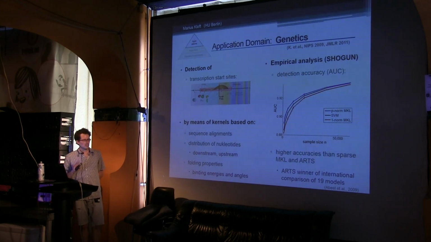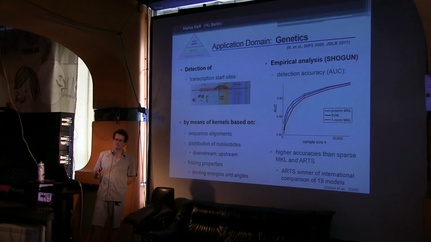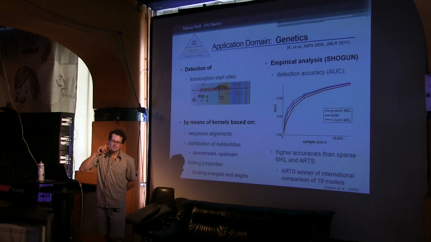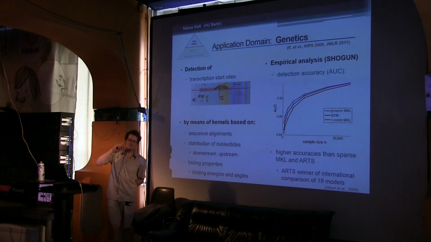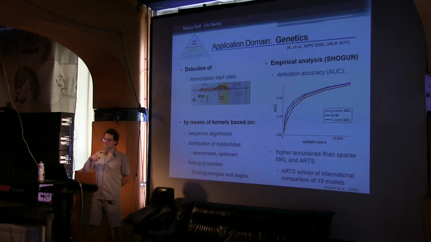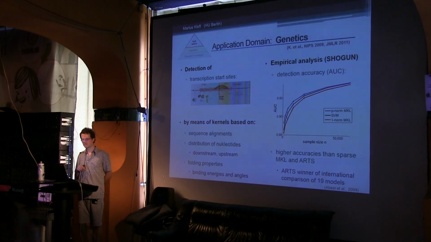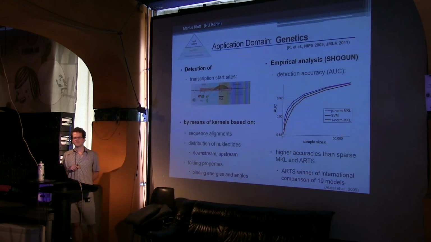Questions? Is there in this case any difference between using kernels on these sequences and explicit representations? Do you just make dot products between these encodings?